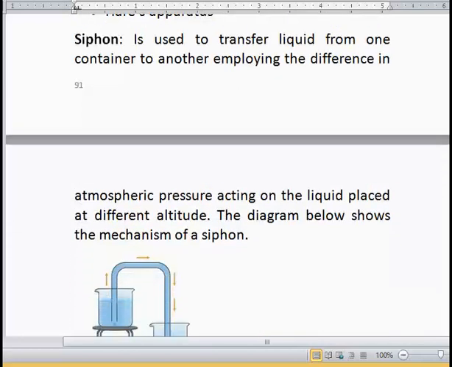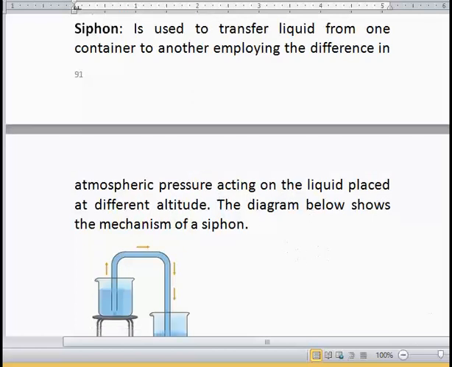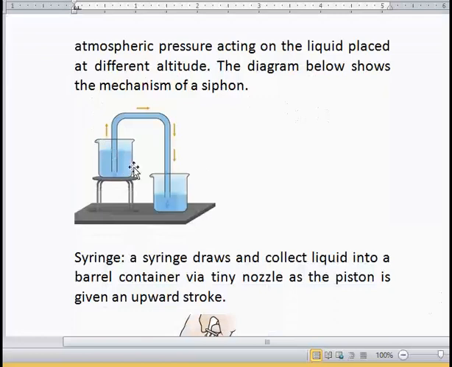So, starting with a siphon. A siphon is used to transfer liquid from one container to another, employing the difference in the atmospheric pressure acting on the liquid placed at different altitudes. So this is a typical diagram of a siphon. One container is at a high altitude, while the other container is at a lower altitude. So you discover that atmospheric pressure is greater at higher altitude. So the atmospheric pressure at the high altitude is greater than the one at the low altitude. So what happened?